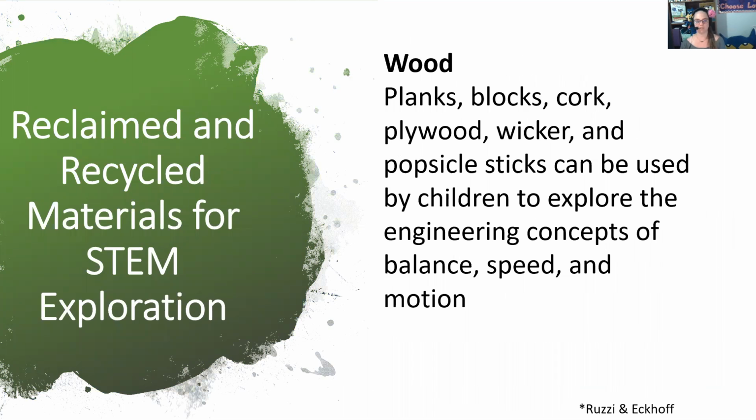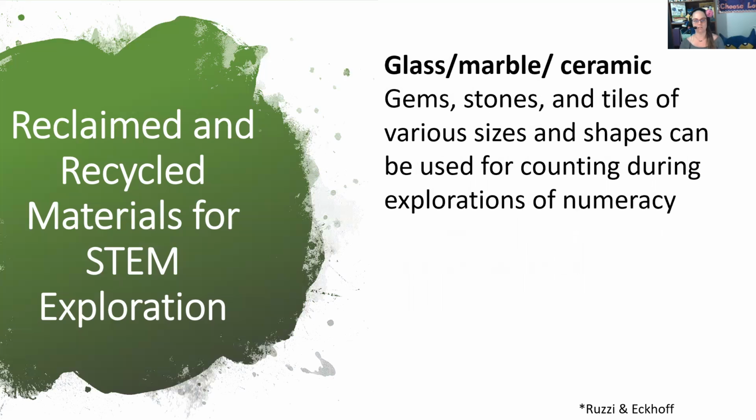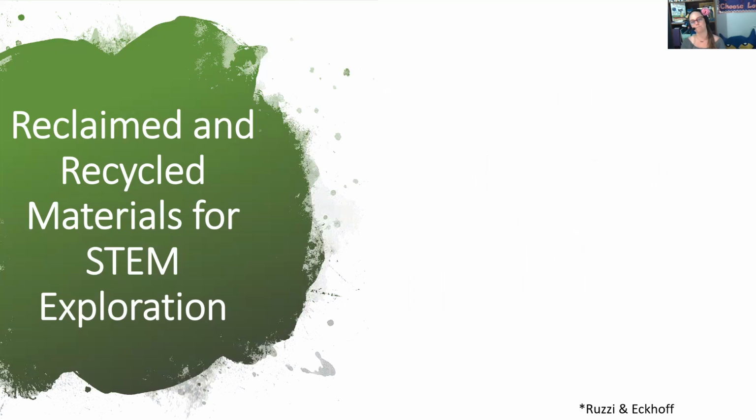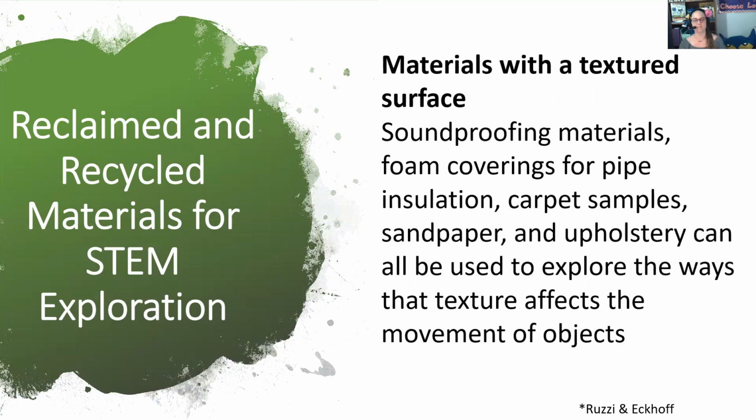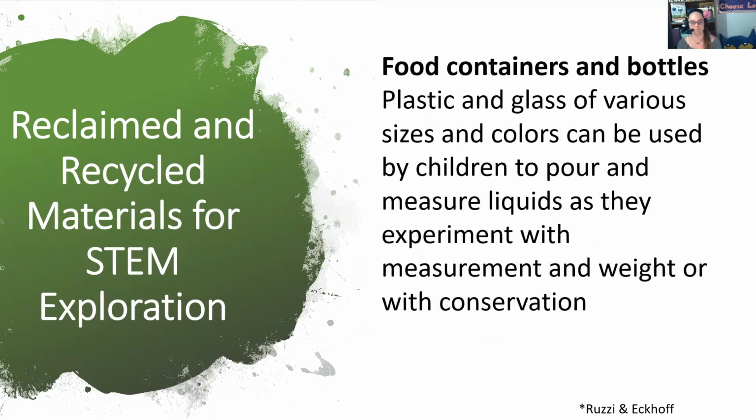Different other things that you can use in the classroom are wood, planks, blocks, corks, plywood, wicker, and popsicle sticks, which can be used by children to explore the engineering concepts of balance, speed, and motion. Glass, marble, and ceramic. So you have gems, stones, and tiles, various sizes and shapes that can be used for counting during explorations of numeracy. Materials with textured surfaces, so soundproofing materials, foam coverings for pipes, insulation, carpet samples, sandpaper, different things that you can use to explore texture in the classroom.